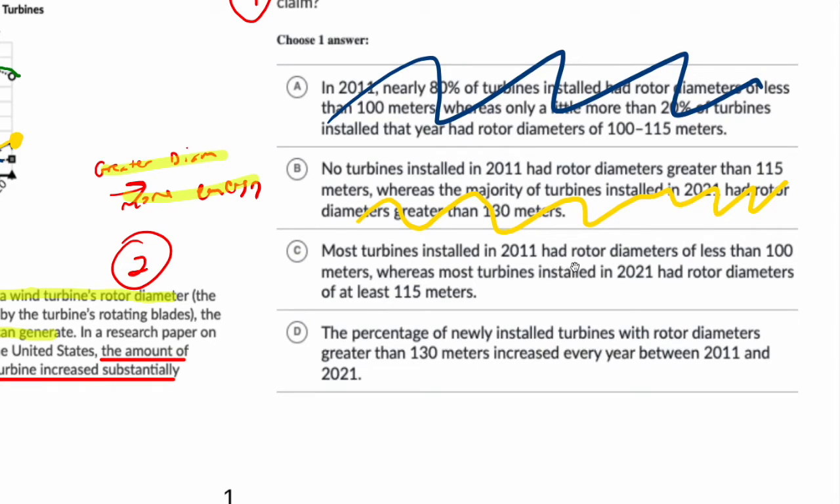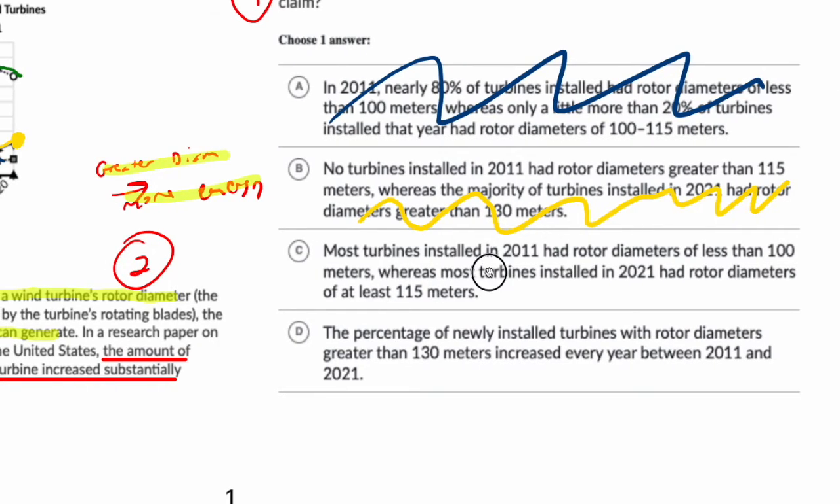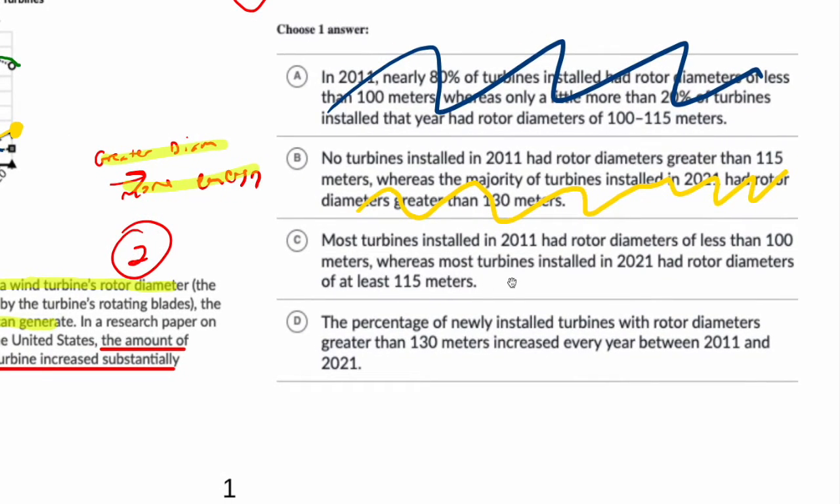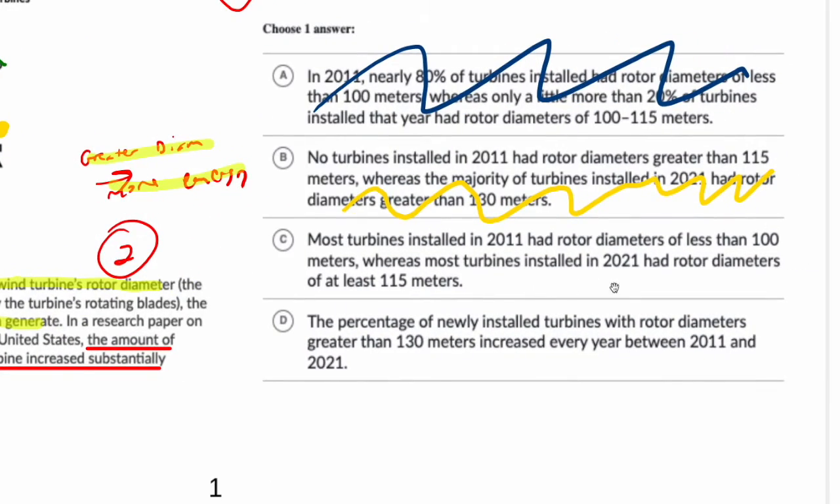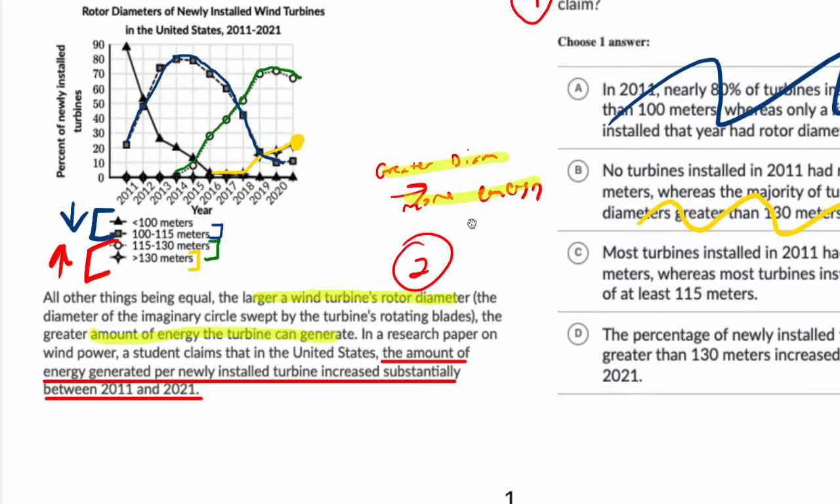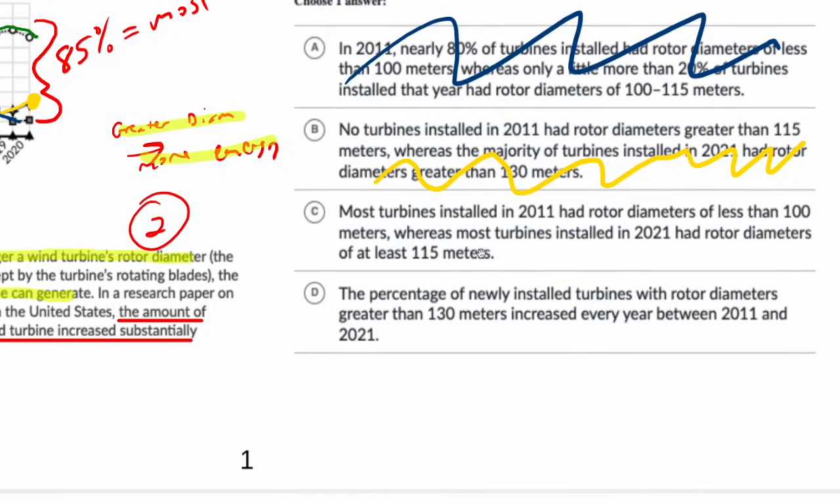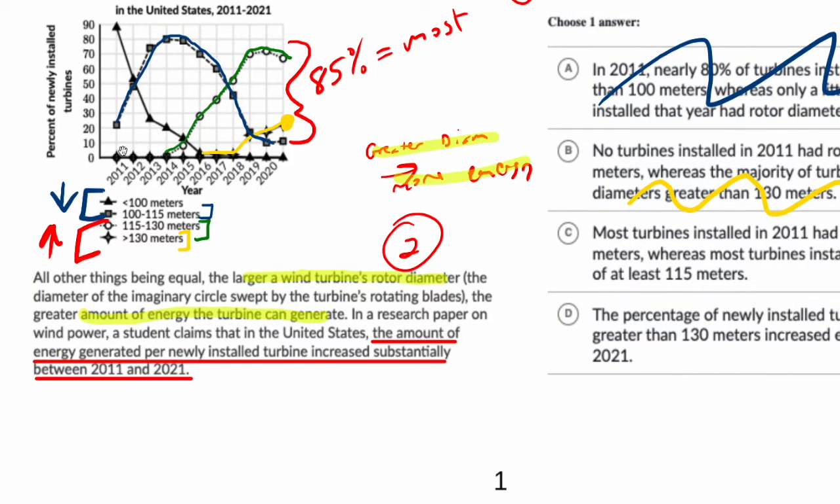C, most turbines installed in 2011 had rotor diameters of less than 100 meters, whereas most turbines in 2021 had rotor diameters of at least 115. So yes, that is relevant because we're getting into the bigger sizes. And it is also accurate because 20% plus 65% is 85%, and that is definitely most. 2011, most of them had rotor diameters of 100 or less.